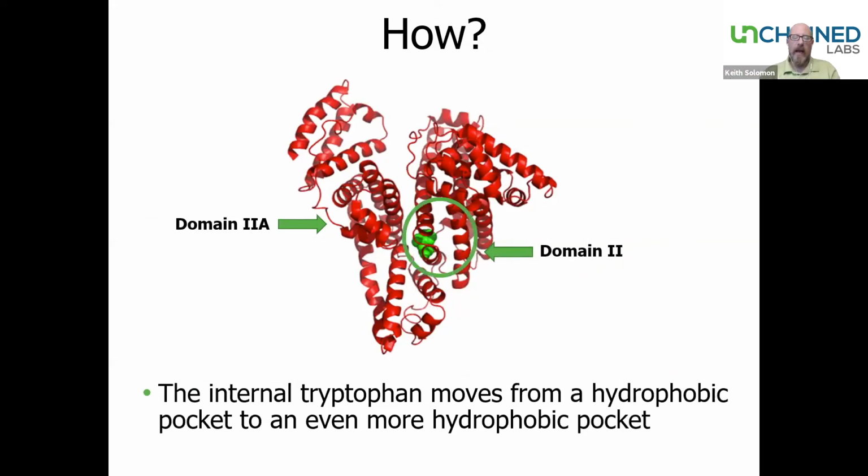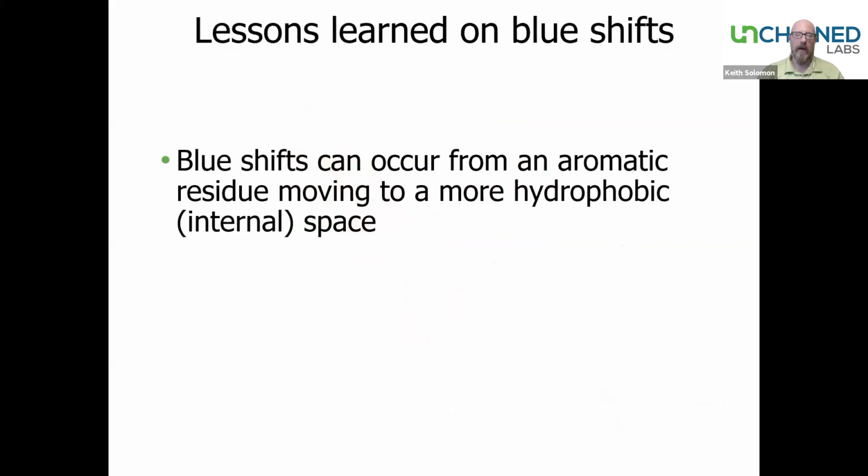Well, in this case, the tryptophan, the buried hydrophobic tryptophan, which is in domain 2, during denaturation in the chaotropic salt, actually becomes closer to domain 2A, which is even more hydrophobic space than domain 2. So consequently, the internal tryptophan moves from a hydrophobic pocket to an even more hydrophobic pocket, producing a blue shift in a chaotropic salt.